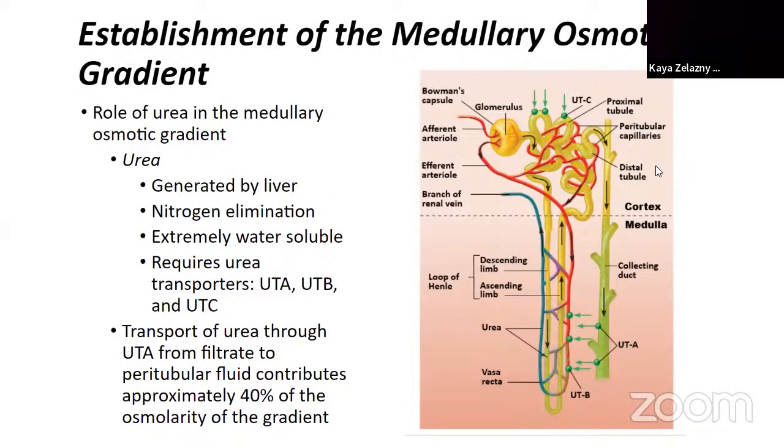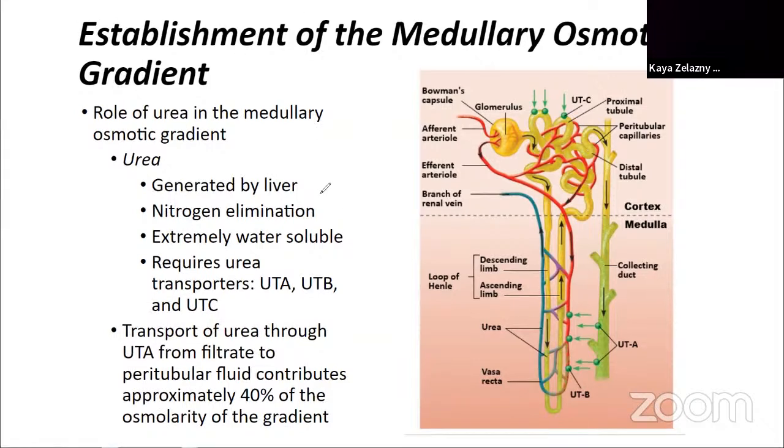So one more note before we actually do start talking about those capillaries is the role of urea again. So urea is generated by the liver, that's where it comes from, and it's one of the ways your body gets rid of nitrogen. It's very water soluble. Now, in order to move urea, you do need urea transporters. So it was a permeable solute in that proximal tubule, but that's because the transporter does exist in the proximal tubule. Don't worry about the difference between UTA, UTB, and UTC. Just think about those as urea transporters.